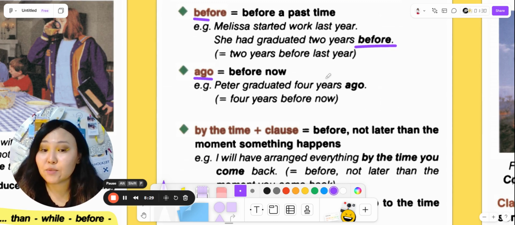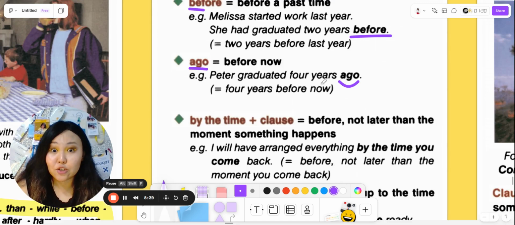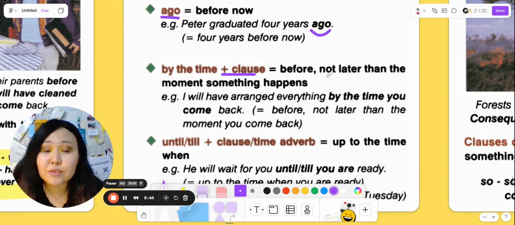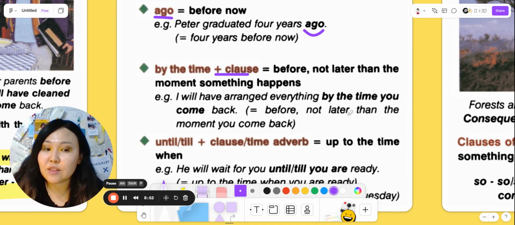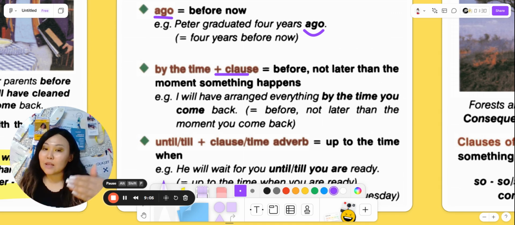Next one is ago, before now. Peter graduated 4 years ago. And here we don't see examples of time clauses. They are just examples of time conjunctions and how they are used. By the time plus clause. Before, not later than the moment something happens. I will have arranged everything by the time you come back. And yeah, here we're using a clause, yeah? Before, not later than the moment you come back. So I will have arranged everything by the time you come back.